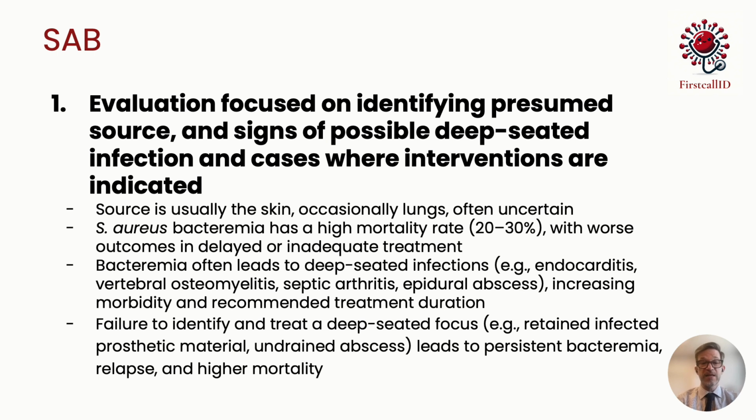So the first point, and this is just a highlight, is that when we are assessing patients with Staphylococcus aureus Bacteremia, we're really looking at two things: identifying the presumed or likely source of the bacteremia, and more importantly, signs or evidence of deep-seated infection or cases where we're going to need to offer some type of intervention. The source is almost always the skin, whether it's through a wound, abrasions, lines, or breakdown in the skin of some kind. That's usually the case. Occasionally, it's through the lungs in a patient with pneumonia, and often there's no clear or obvious source of infection or mechanism of how the patient became bacteremic.